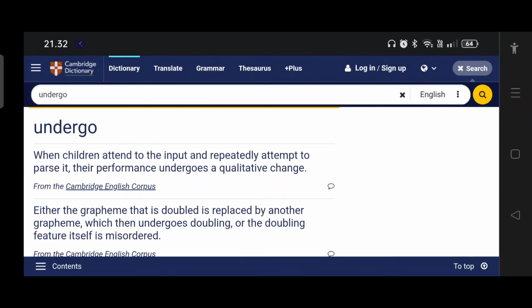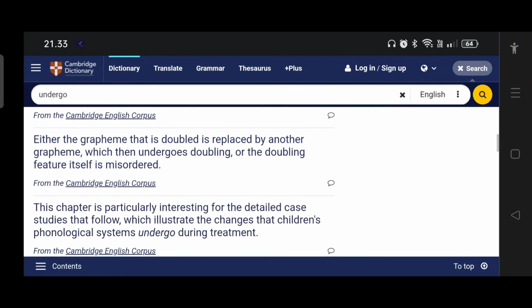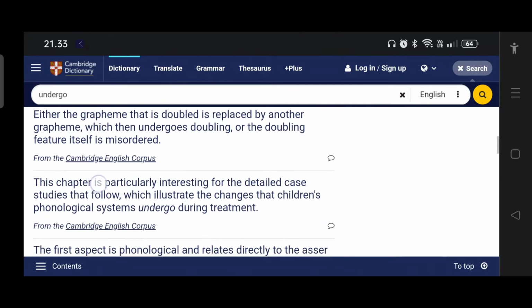There are like 15 sentences. There's even more, but I keep it to 15. Either the grapheme that is doubled is replaced by another grapheme, which then undergoes doubling, or the doubling feature itself is misordered. This chapter is particularly interesting for the detailed case studies that follow, which illustrate the changes that children's phonological system undergo during treatment.